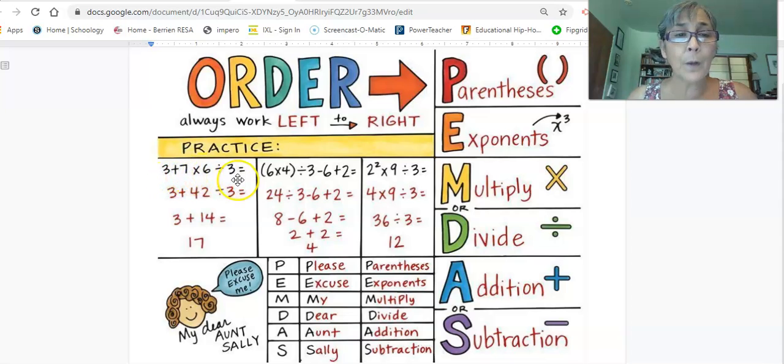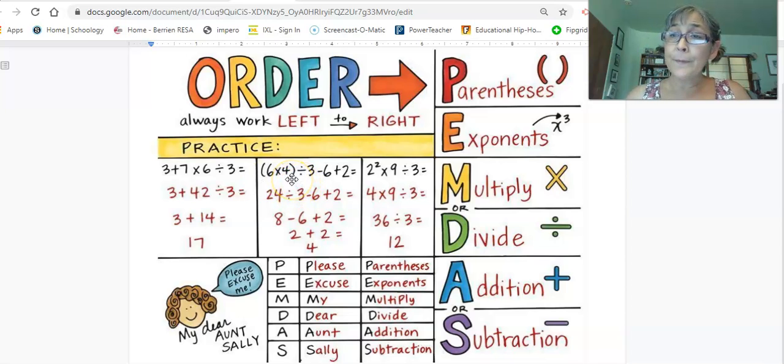So even though we're going left to right, if the multiplying comes later on in the equation, we do that first. So they multiplied 7 times 6 to get 42. They did that first because multiply comes before add, or divide for that matter. Then it looks like they did the division. 42 divided by 3 because division comes before addition in PEMDAS, which is 14. Then they added 3 plus 14 to get 17. If you did it left to right, if you added 3 plus 7 and then multiplied that by 6 and then divided by 3, you would get a whole different answer, and it would be wrong because you wouldn't be following PEMDAS.